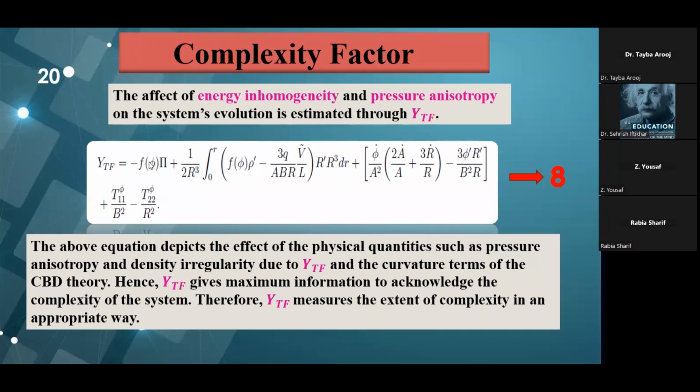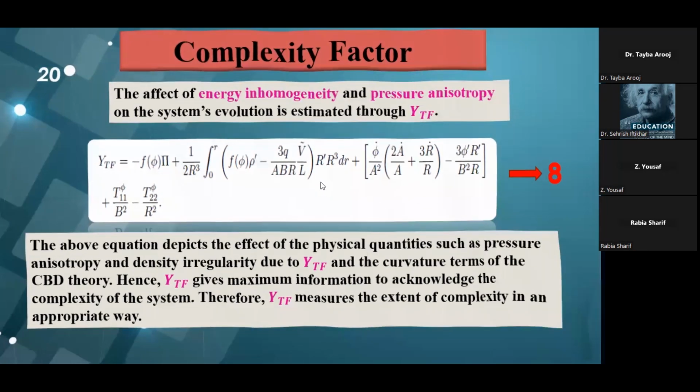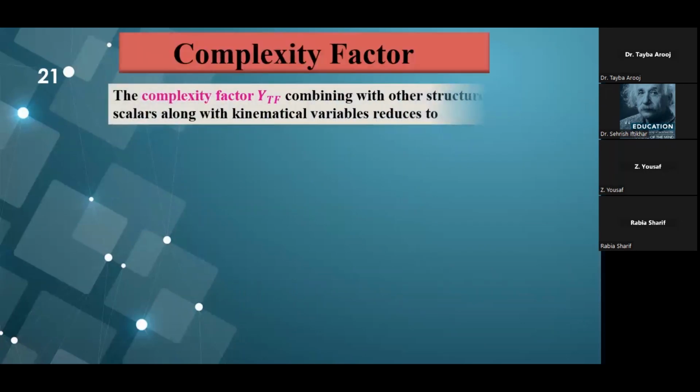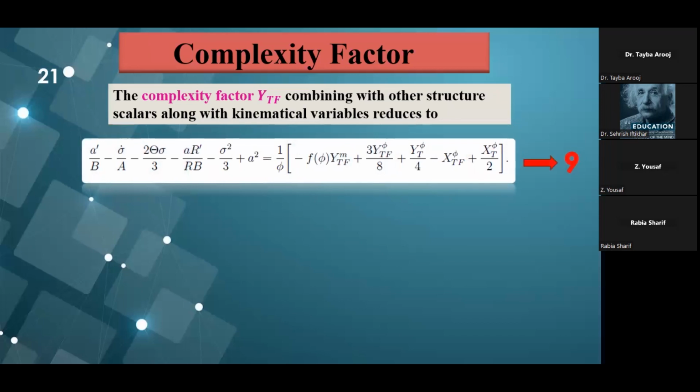Because if we know phi, if pi is equal to 0, then the system will be equal to 0. Then you know the heat flux, this is heat. If there is a system that is not producing heat, then Q will be equal to 0. And of course we have homogeneous energy density and inhomogeneous energy density, and then we have scalar fields. So the complexity factor YTF, combining with other structure scalars along with kinematical variables, reduces to this one.